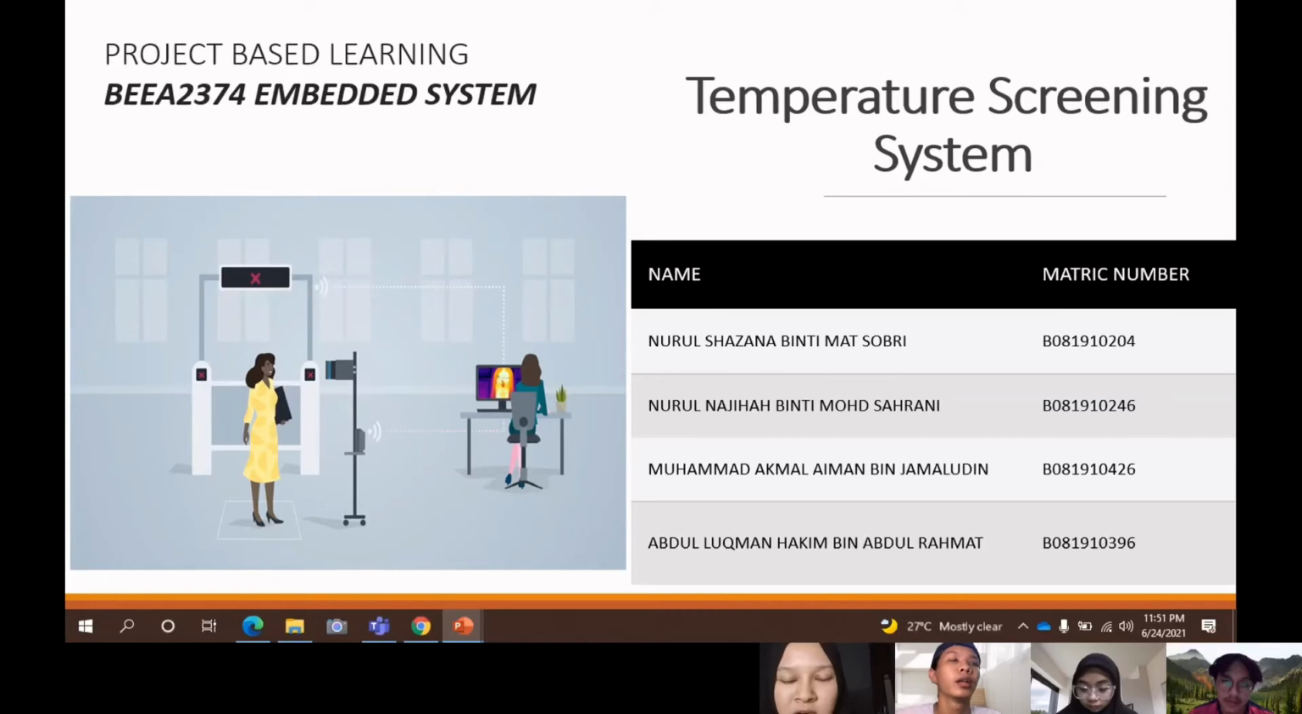Assalamualaikum and hi. Today we will present project-based learning on embedded system. The project that we carry out is temperature screening system.